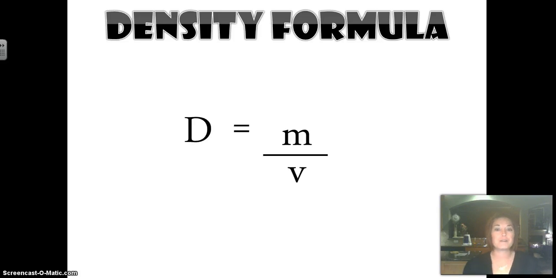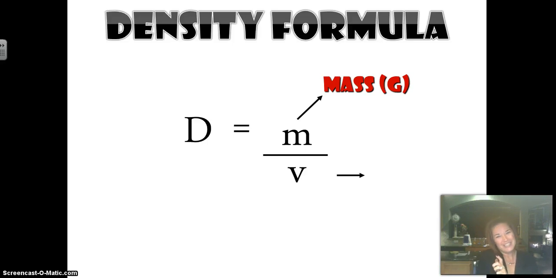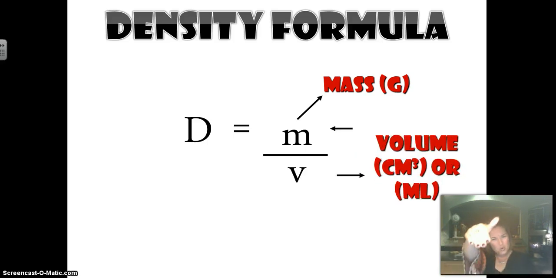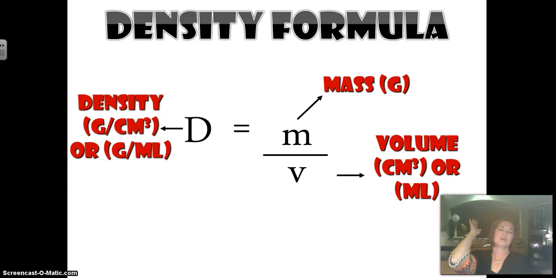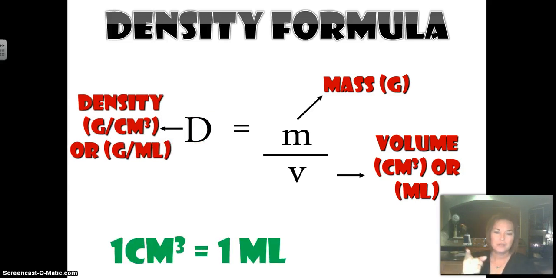This is the formula for calculating density. Whoosh, whop, bam, zam, boom, pow. How'd I do that? Well, I just had the animations already there.